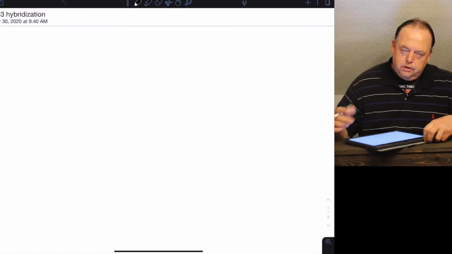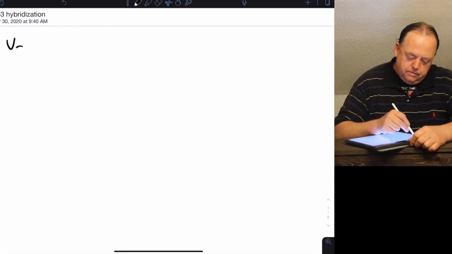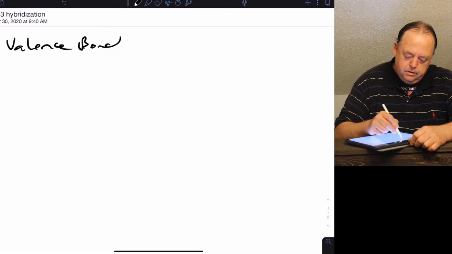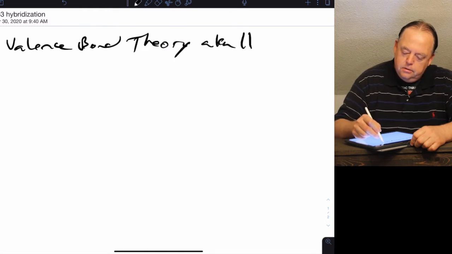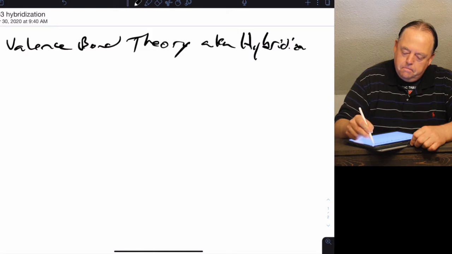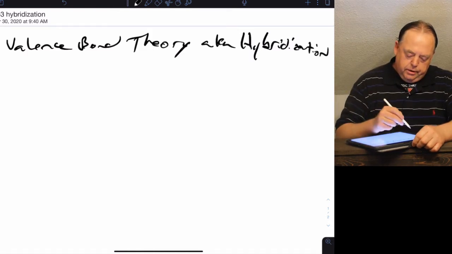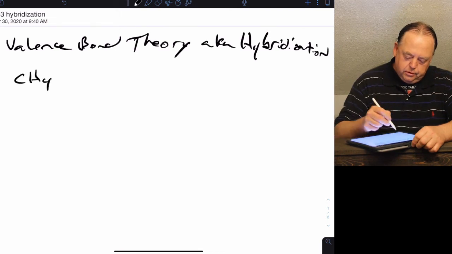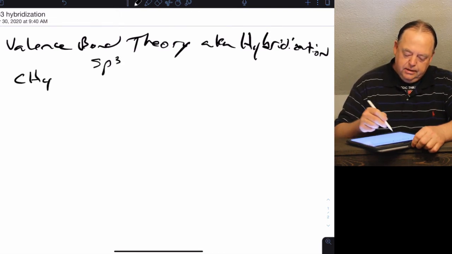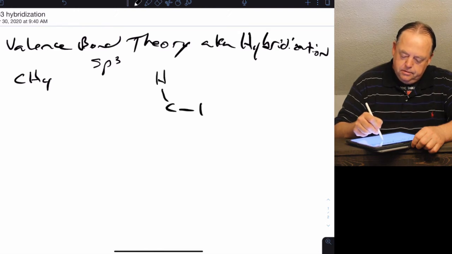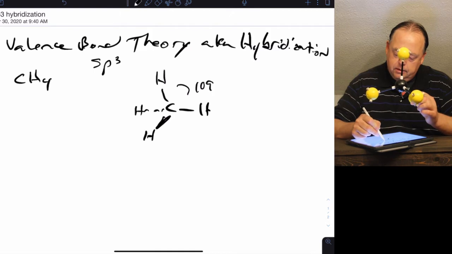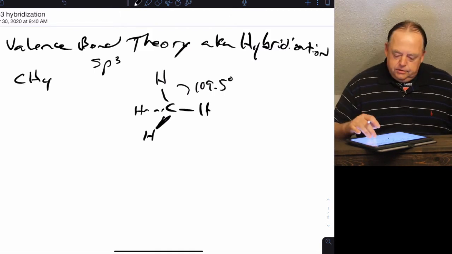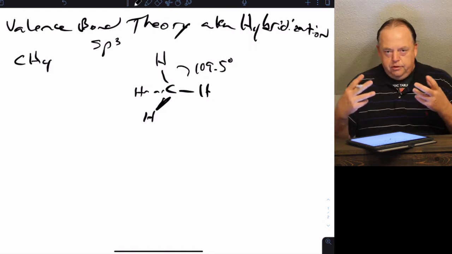Okay, in this lecture we're going to talk about a different bonding model, called valence bond theory, or also called hybridization. If we take CH4 for example, we're going to talk about sp3 hybridization here. CH4 is known to be a tetrahedral molecule, right? It's known to look like that, where the bond angles are 109.5 degrees.